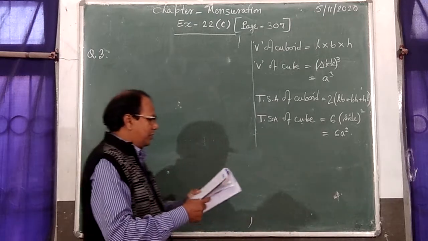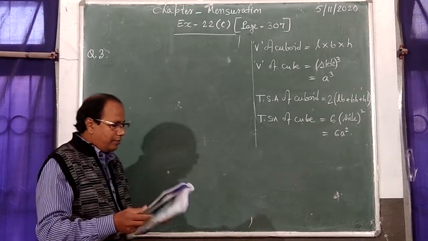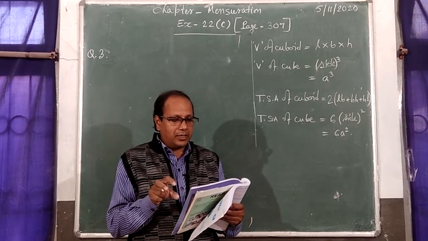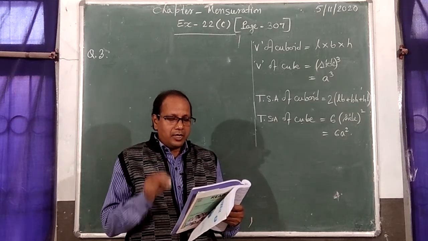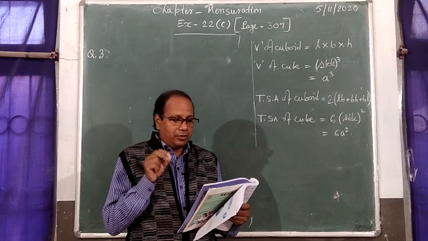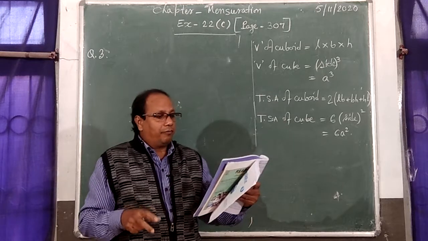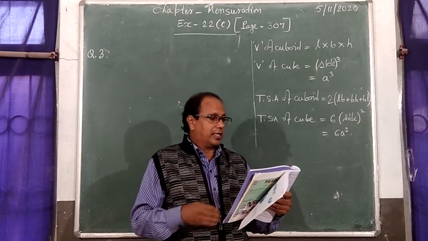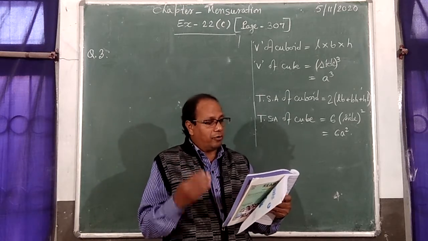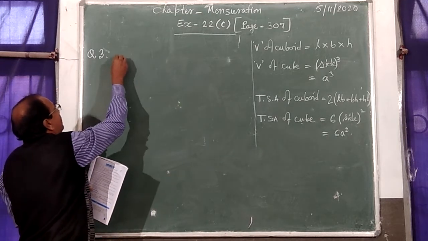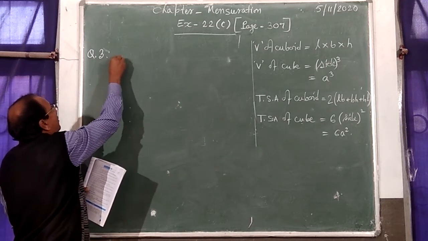I am starting the question number 3. Here, let me read out the question. How many bricks, each of dimensions 25 cm, 16 cm into 10 cm will be needed to build a wall of 24 meter long, 6 meter high and 0.4 meter thick. So let me talk about first the dimension of brick.